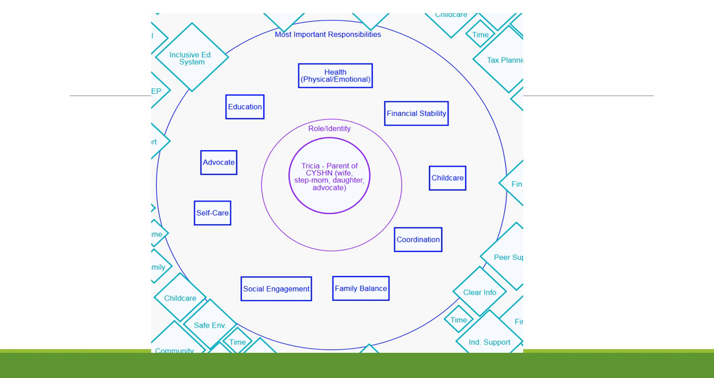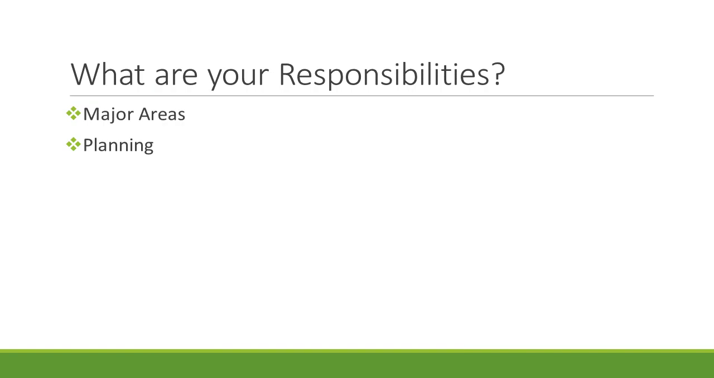So here's the center of my care map blown up a little bit so you can see it a little better. And here we have the role, Trisha, parent of a child with special health care needs. Your role is that center point or inner circle. And then what happens after that is we start to identify your most important responsibilities in this royal blue circle here. So what I did within this is I thought, as a parent of Charlie, what are the most important responsibilities that I need to consider when caring for my son?